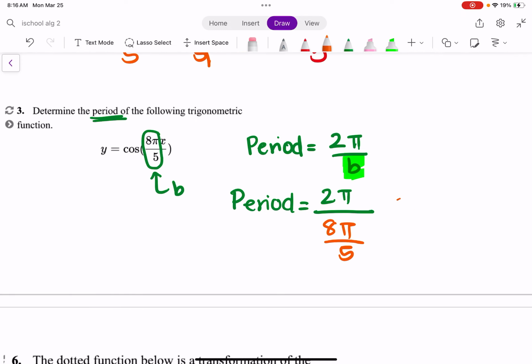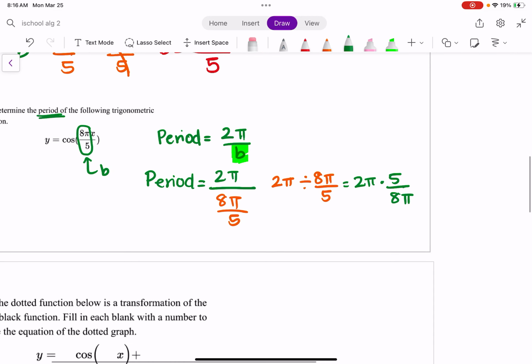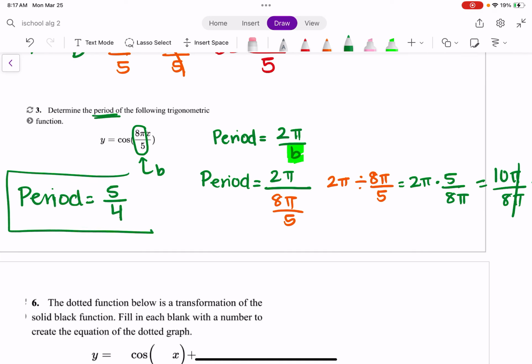Now watch carefully, right? I'm going to write this out in a way that's maybe a little bit more digestible. 8 pi over 5. And then remember, when we're dividing fractions, we flip the second fraction. So I'm going to have 10 pi over 8 pi. These cancel out, and then if you do 10 divided by 8, math, enter, you're going to get 5 over 4. So the period is just 5 over 4. Okay?